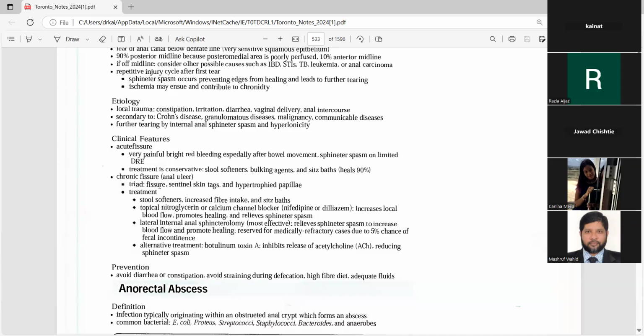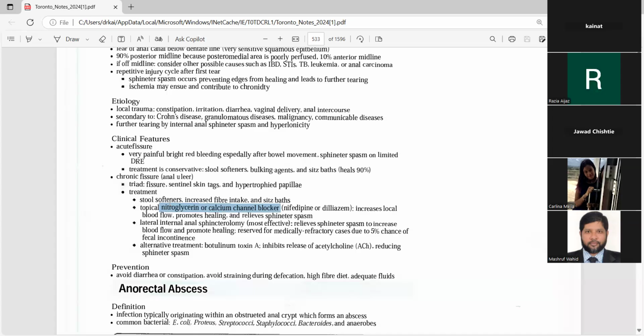Chronic is basically having pain for too long, and now the patient is not presenting as if it's very acute pain going on. Sentinel skin tags are there. Stool softeners, increase the fiber diet, sitz bath, the nitroglycerin cream. So in this one, we are giving nitroglycerin cream and the calcium channel blocker cream, okay, to decrease the spasm and increase blood flow. In this one the bleeding is going on, even on the tissue paper there is bleeding. It's painful and it keeps on going for too long.